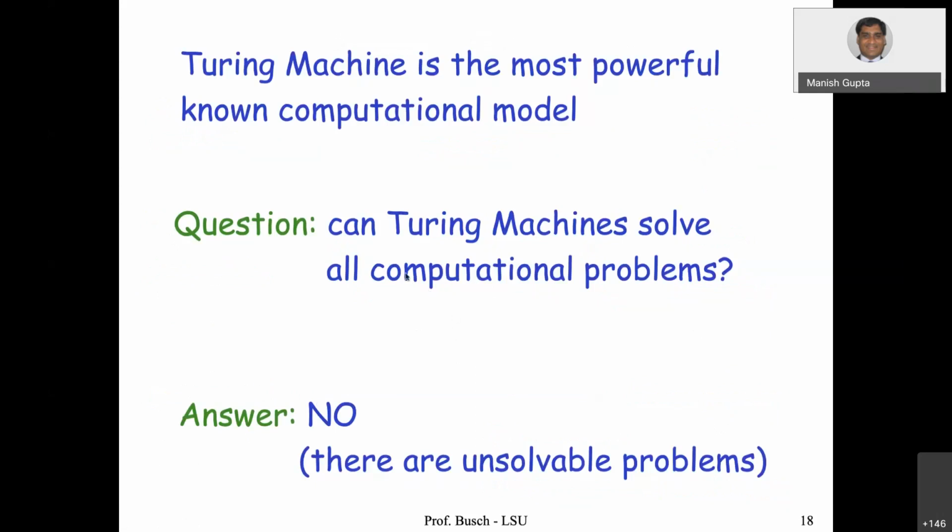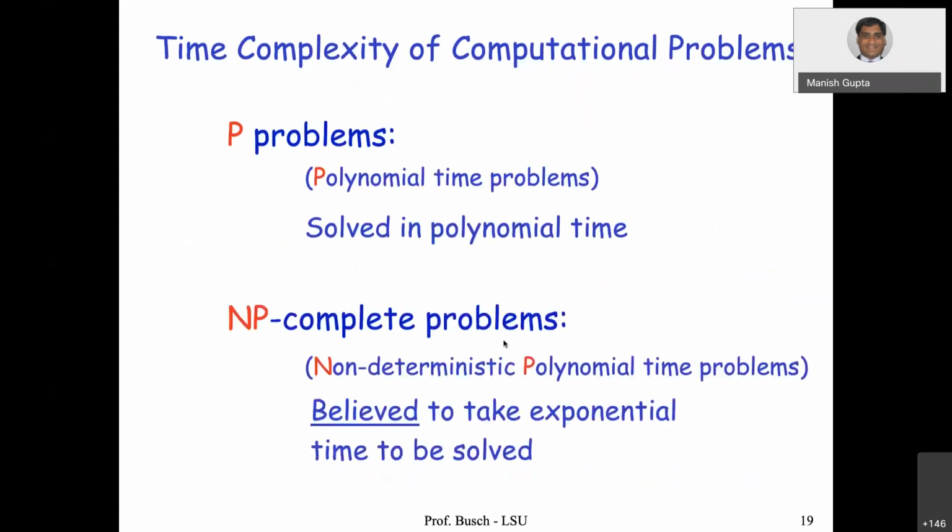So one can ask a question, can Turing machine solve all computational problems? Answer is no. There are unsolvable problems that Turing machine cannot solve. And there is one halting problem which cannot be solved by Turing machine, that was shown by Alan Turing in 1936.